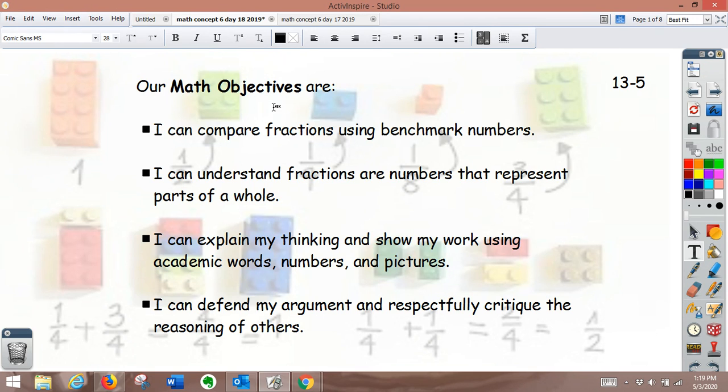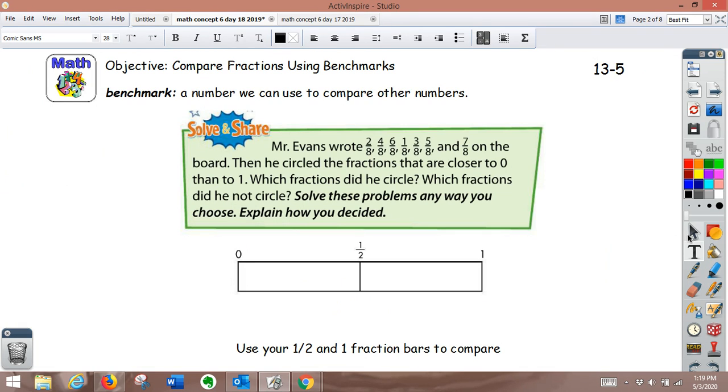Our math objectives are: I can compare fractions using benchmark numbers. I can understand fractions are numbers that represent parts of a whole. I can explain my thinking and show my work using academic words, numbers, and pictures.